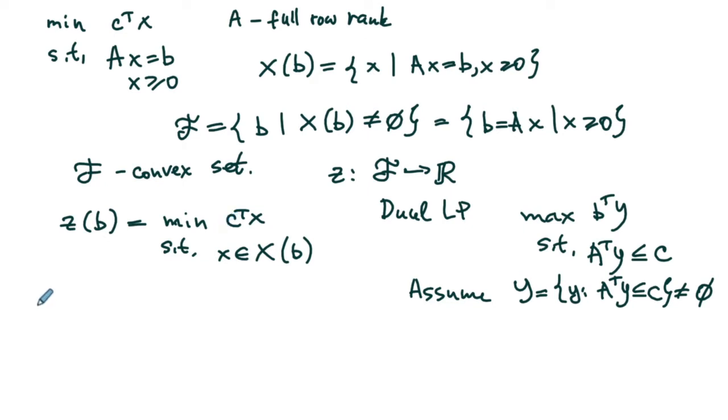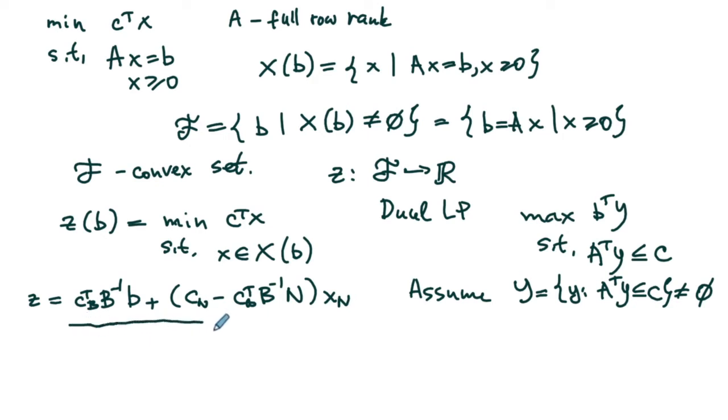Now let's consider the optimal basis for the primal LP, and let me write down the corresponding dictionary. So we have z is given by c_B transposed B inverse times b, so this is our optimal objective value. Then plus the reduced cost, c_N minus c_B transposed B inverse times N, and this is multiplied by x_N, the vector for the non-basic variables. And then for the constraints, we have the basic variables expressed through the non-basic variables. So x_B is given by B inverse times b, and then minus B inverse times N x_N.